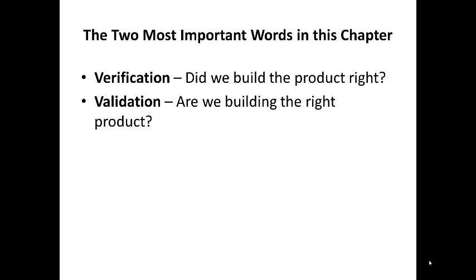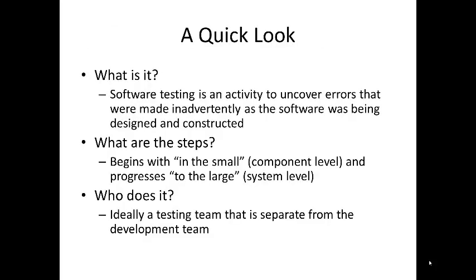So, quick look at what software testing is and how it enables us to perform verification and validation. Software testing is an activity to uncover errors that were made inadvertently as the software was being designed and constructed. People typically don't introduce bugs on purpose. Sometimes it happens, but typically they're inadvertently introduced. And the steps in software testing start in the small, the component or unit level, and progress to the large, the actual delivered system that you're testing the entirety of.